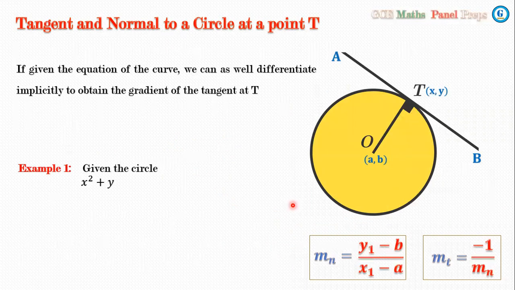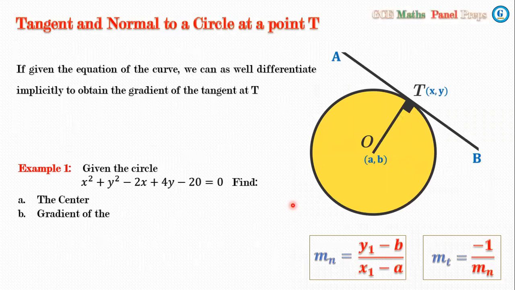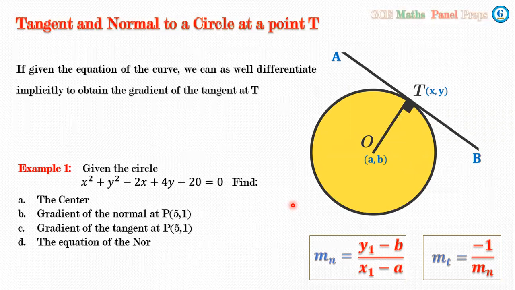Given the circle x^2 + y^2 - 2x + ..., find the center and the gradient of the normal at (5, 1) and the gradient of the tangent at (5, 1). Also find the equation of the normal that passes through the point (5, 1) and the equation of the tangent that passes through that same point. This is a very good question. So we can get the gradients of the normal and tangent and the equations of the normal and tangent at the point (5, 1).